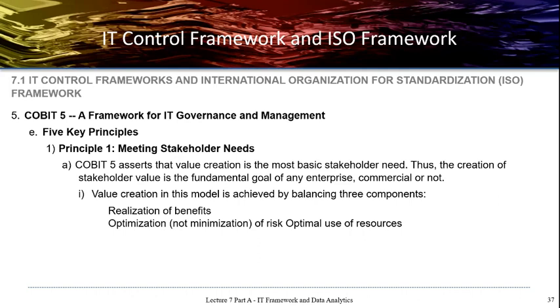Like these 5 key principles, I have covered them in that detailed presentation. I'm not going to do that again. Principle 1, meeting stakeholder needs. So that will be addressed in COBIT 5. The value creation with this model and achieving a balance of 3 components: benefit realization, risk optimization, and resource optimization. This I have discussed very elaborately in the previous presentation.